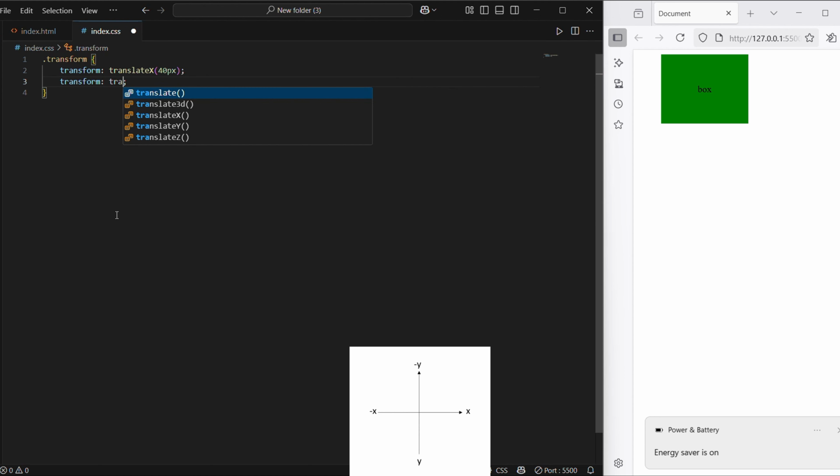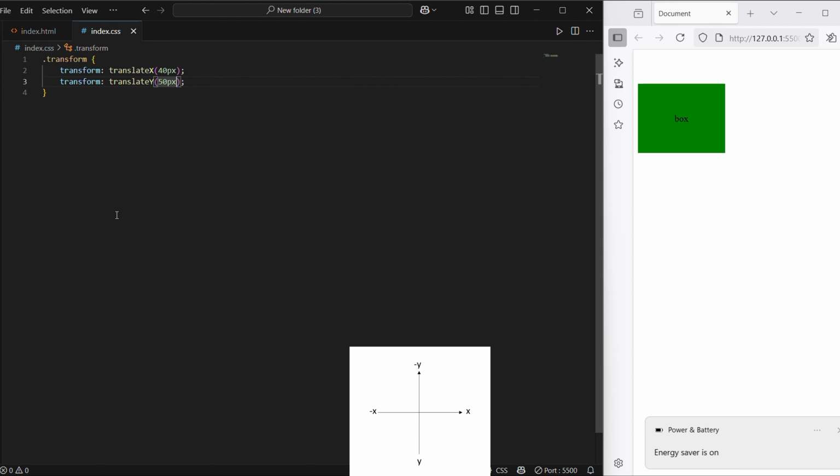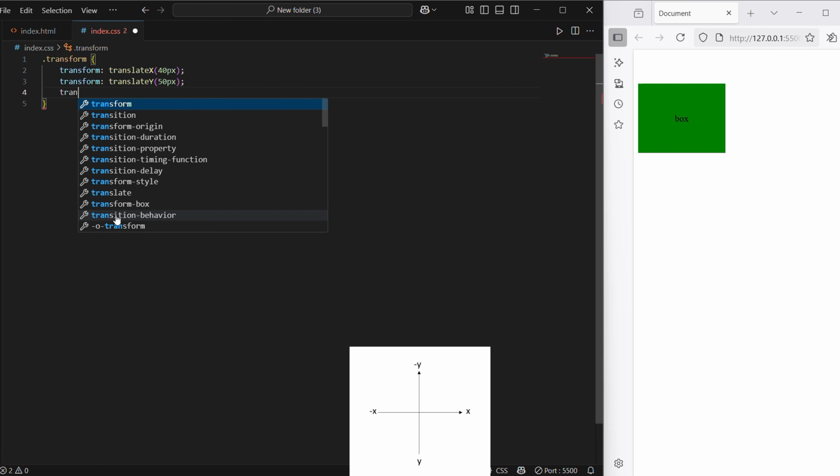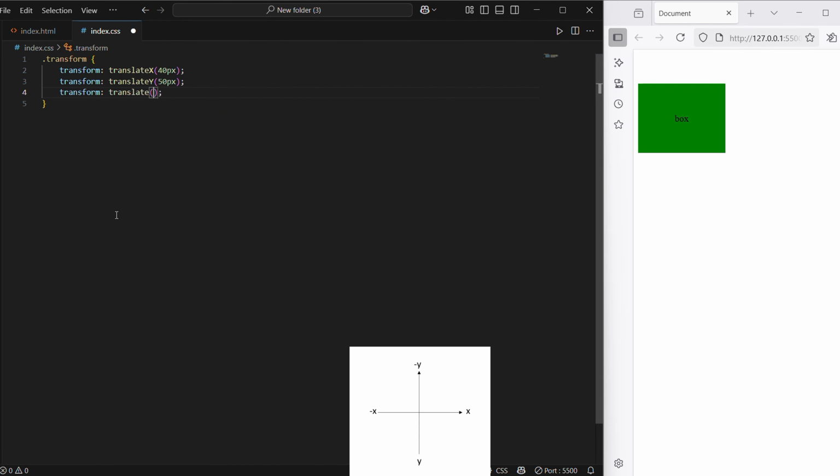Transform translateY. For example, 50 pixel, it comes 50 pixel to the bottom. And if we change this into minus 50 pixel, it goes up. And if we combine these two things, you can write it like this: transform translate. The first property is X, the second property is Y. For example, 50 pixel and 60 pixel.